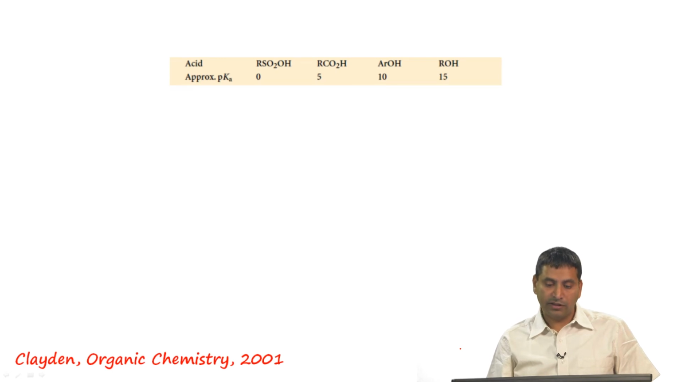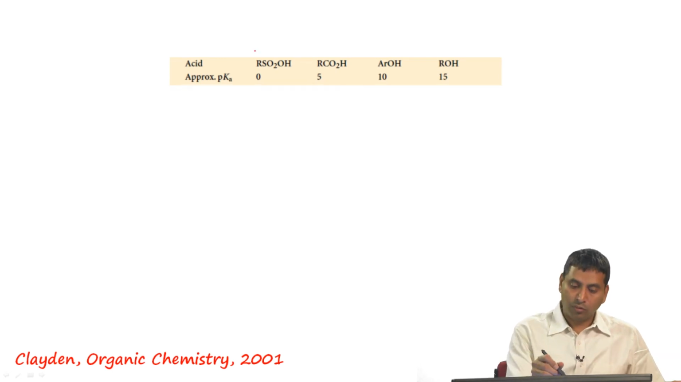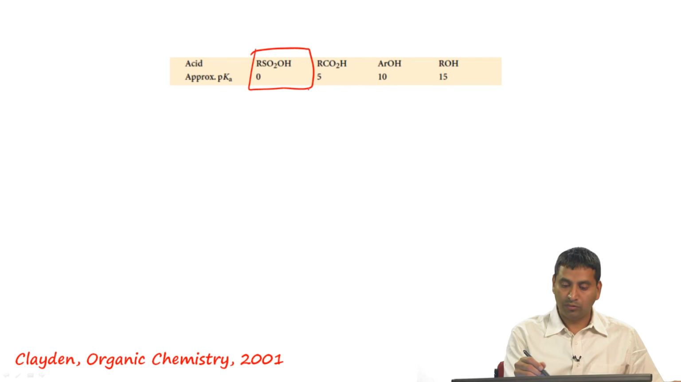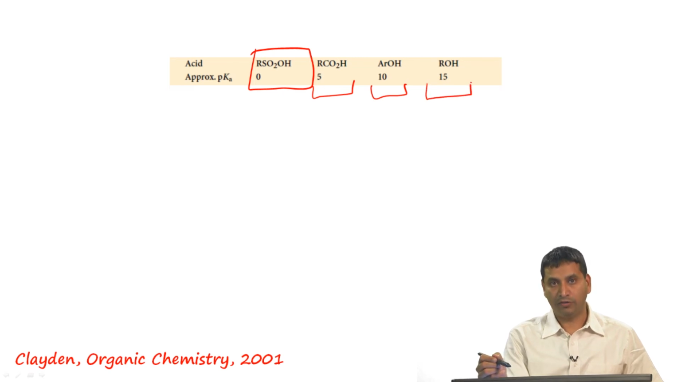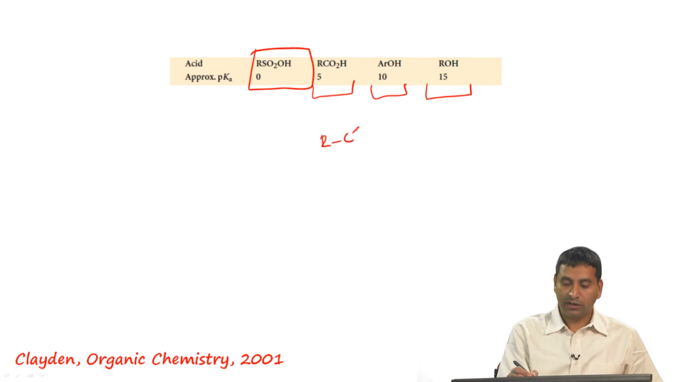The next case is RSO2OH, which has a pKa of 0, RCO2OH has a pKa of 5, aryl alcohols such as phenols have a pKa of 10, and regular alcohols have a pKa of 15. Again, this will have to do with the stability of the conjugate base. R C double bond O, O minus, this we already looked at, exists as a resonance hybrid.